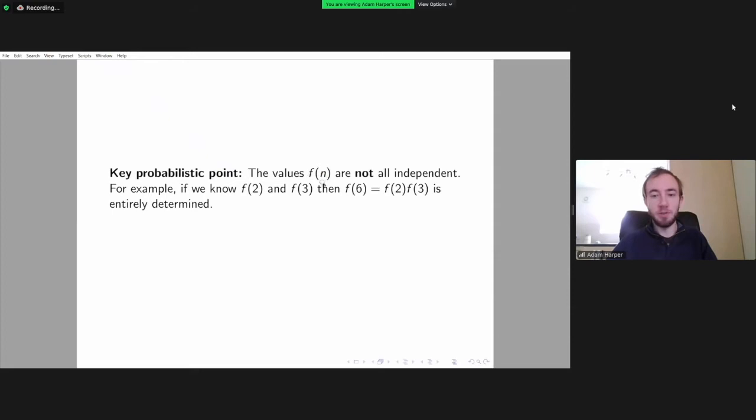So this sequence of random variables f of n, they're not all independent. And that means that classical probabilistic techniques will not tell us very much about the behavior of f of n, at least applied in the standard way.